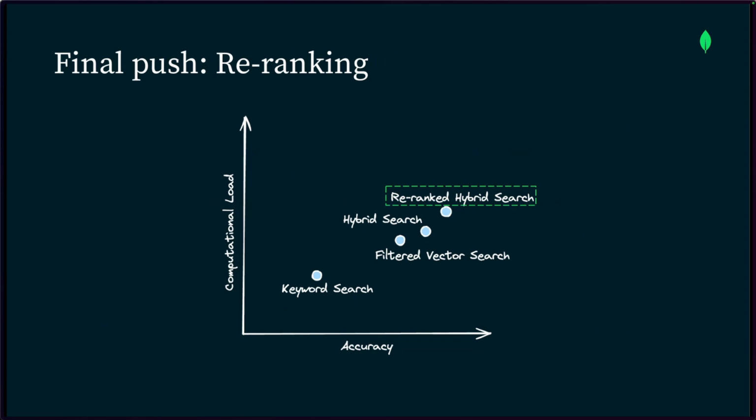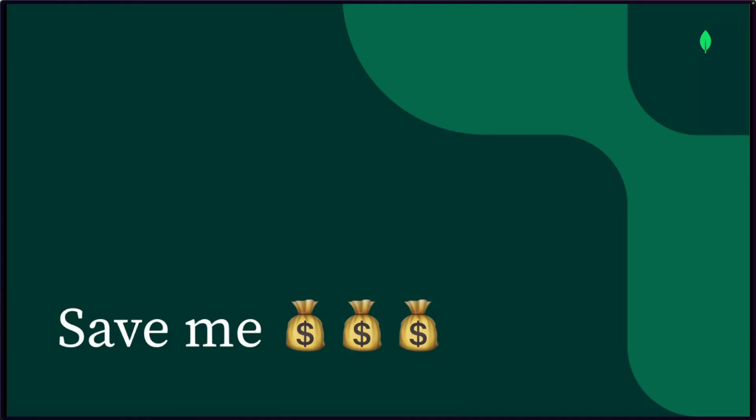So let's move on now to the saving money part. So we've made it more accurate. How can we, in production, save money? So we're going to talk about 2 things. We're going to talk about prompt compression and vector quantization.